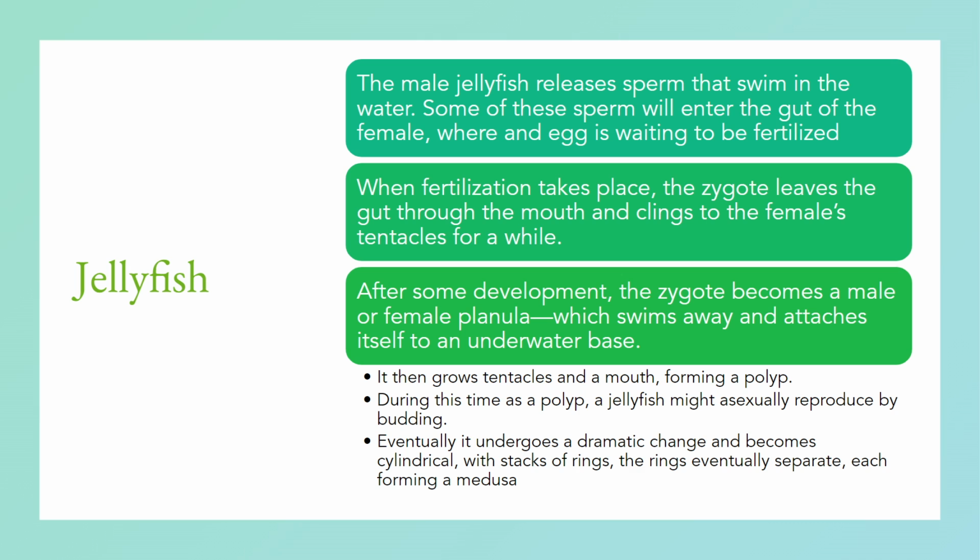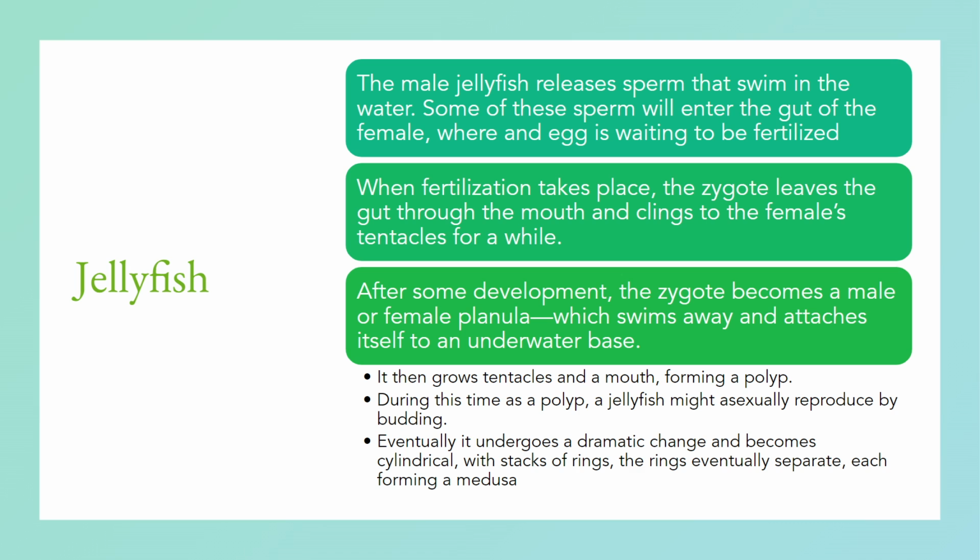So in the medusa stage, the male jellyfish would release sperm that would swim in the water. Some of these sperm actually enter the gut of the female, the gastrovascular cavity, and that would be where the female egg would be located and waiting to be fertilized. When fertilization takes place, that will form a zygote. The zygote will develop slightly before exiting the female medusa jellyfish through the mouth, and then it will cling to the female's tentacles for a while.